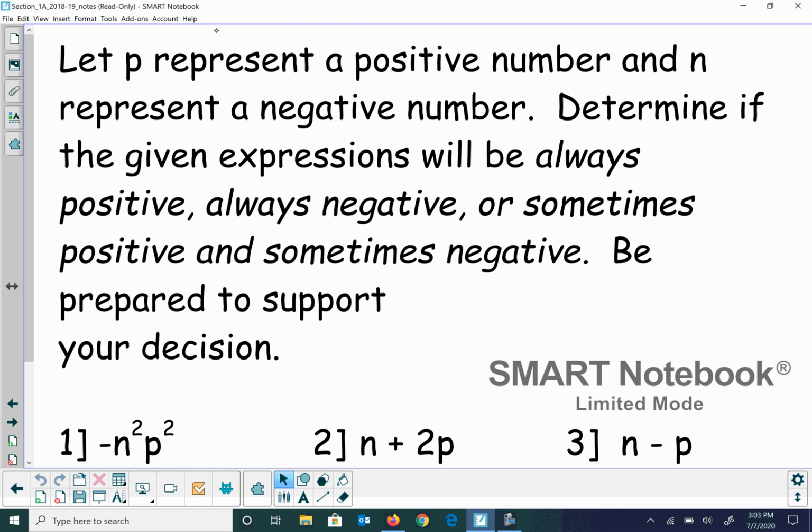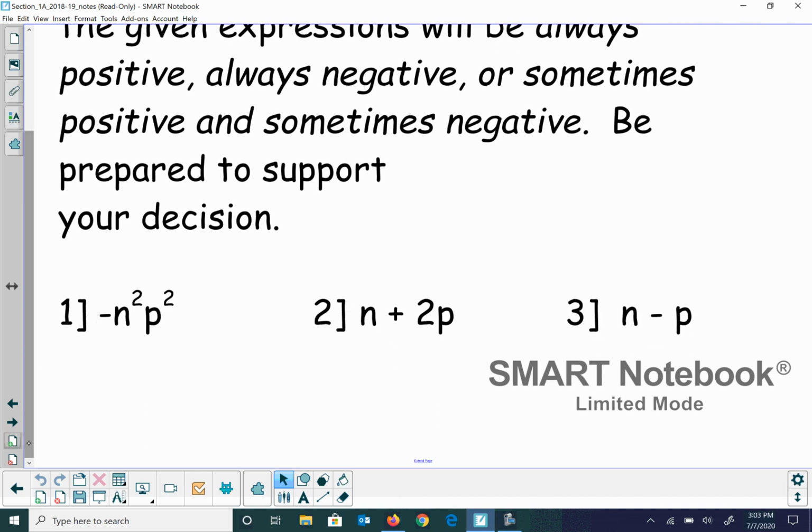So this says let P represent a positive number. So positive number 1, 2, 3, 4, 5, 6, 7, 8, 9, 10. And N represent a negative number. So -1, -2, -3, -4, -5, whatever. Determine if the expression will always be positive, always be negative, or sometimes be positive and sometimes be negative. And let's support our decision. Okay. So, very first question.